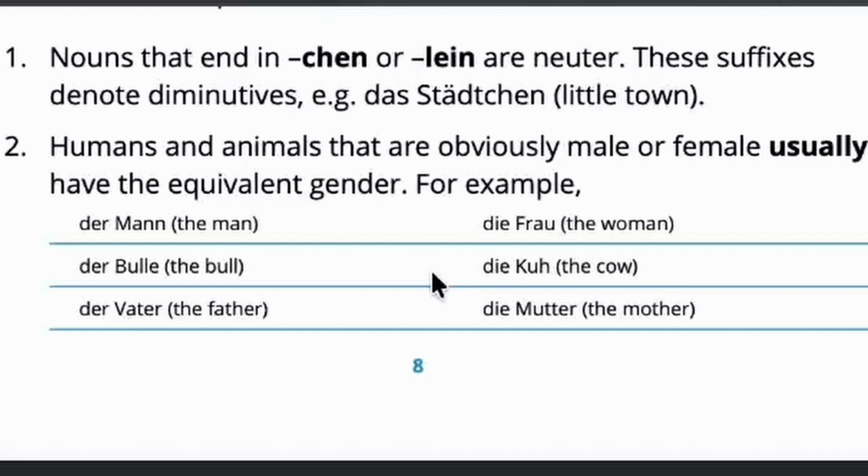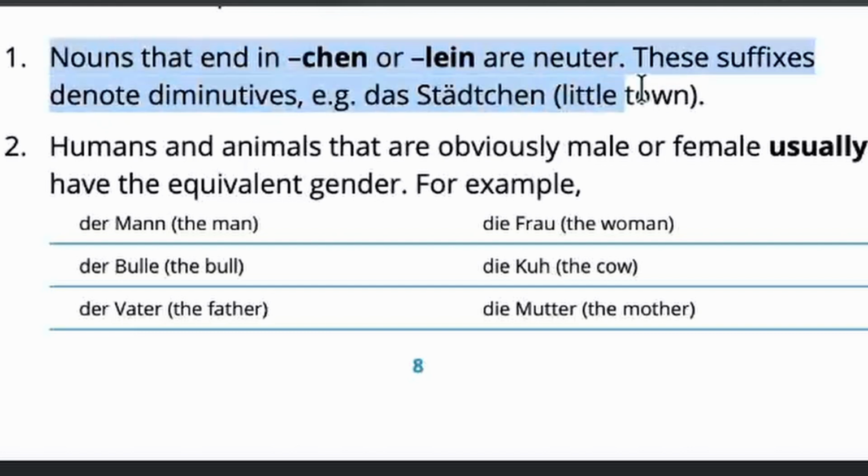Depending on the ending, you can easily figure out that that noun is feminine or neuter. Nouns that end in chen or lein are most likely neuter nouns. So when you see a noun that sounds like Städtchen or Mädchen, maybe you've heard of Mädchen, that means little girl, they are neuter nouns.